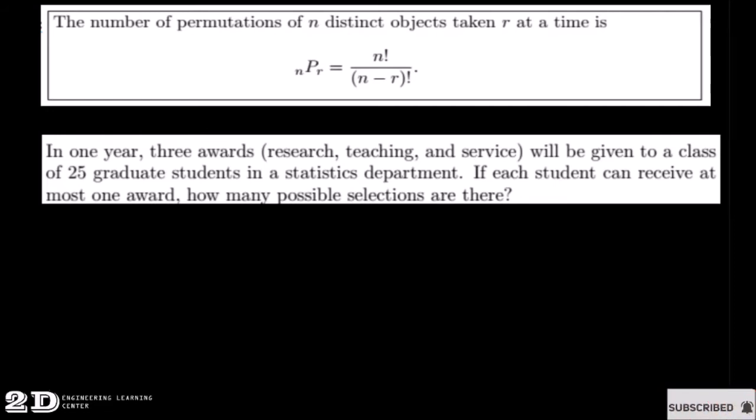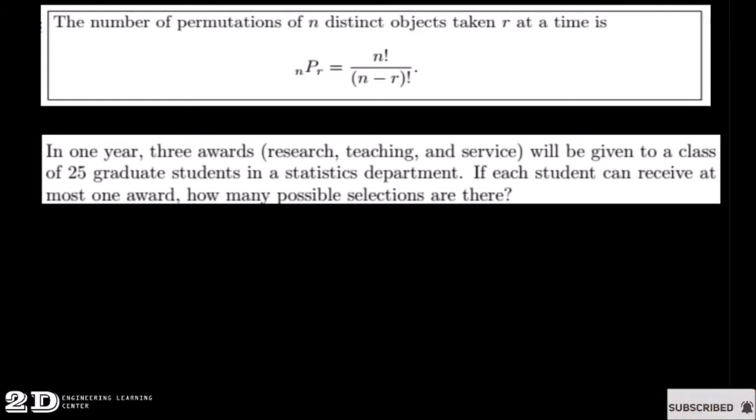Unlike the previous one, which is the permutation of n objects taken all of the time, now we are only choosing 3 of them each time. For example, if you are going to have a combination of 3 colors where all colors are taken from the colors of the rainbow, our r now is equal to 3. So that is the permutation of n distinct objects taken r at a time.